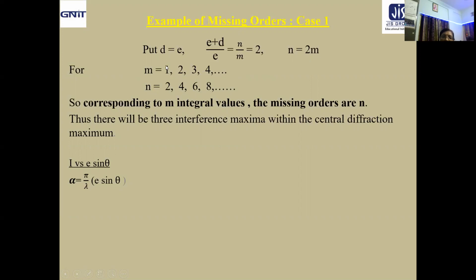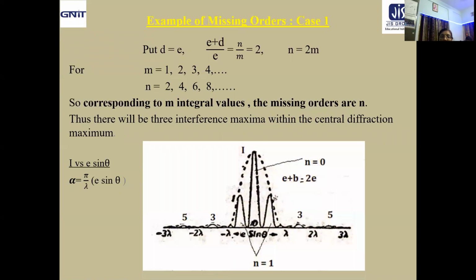So, for first order minima, second order interference maxima will superpose. For second order minima, fourth order interference maxima will superpose. For third order minima, sixth order interference maxima will superpose. For fourth order minima, eighth order interference maxima will superpose. So corresponding to these m integral values, the missing orders will be n. That means under this condition, second order, fourth order, sixth order, eighth order will be missed out from the resultant diffraction pattern. So let us take a look at how to explain it.